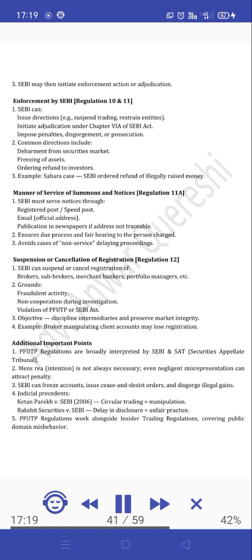Additional important points. 1. FUTP regulations are broadly interpreted by SEBI and SAT, the Securities Appellate Tribunal. 2. Mens rea, intention, is not always necessary. Even negligent misrepresentation can attract penalty. 3. SEBI can freeze accounts, issue cease and desist orders, and disgorge illegal gains. 4. Judicial precedents: Kanaiyalal Baldevbhai Patel vs. SEBI, 2006: circular trading equals manipulation. Rakesh Securities vs. SEBI: delay in disclosure equals unfair practice. 5. FUTP regulations work alongside insider trading regulations, covering public domain misbehavior.